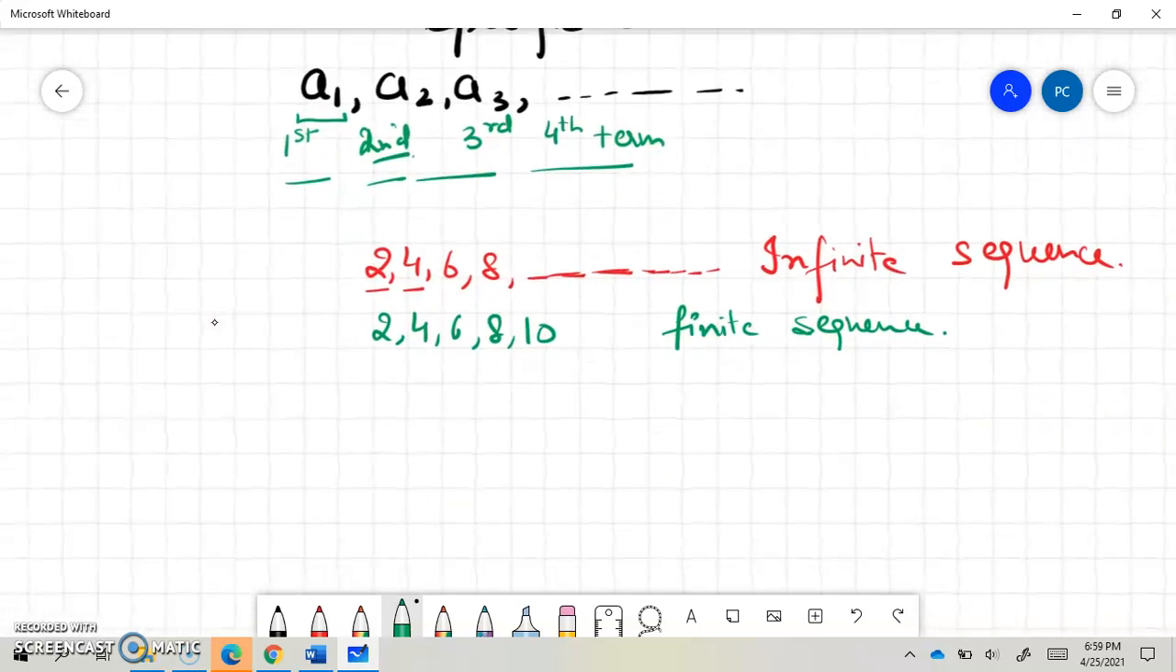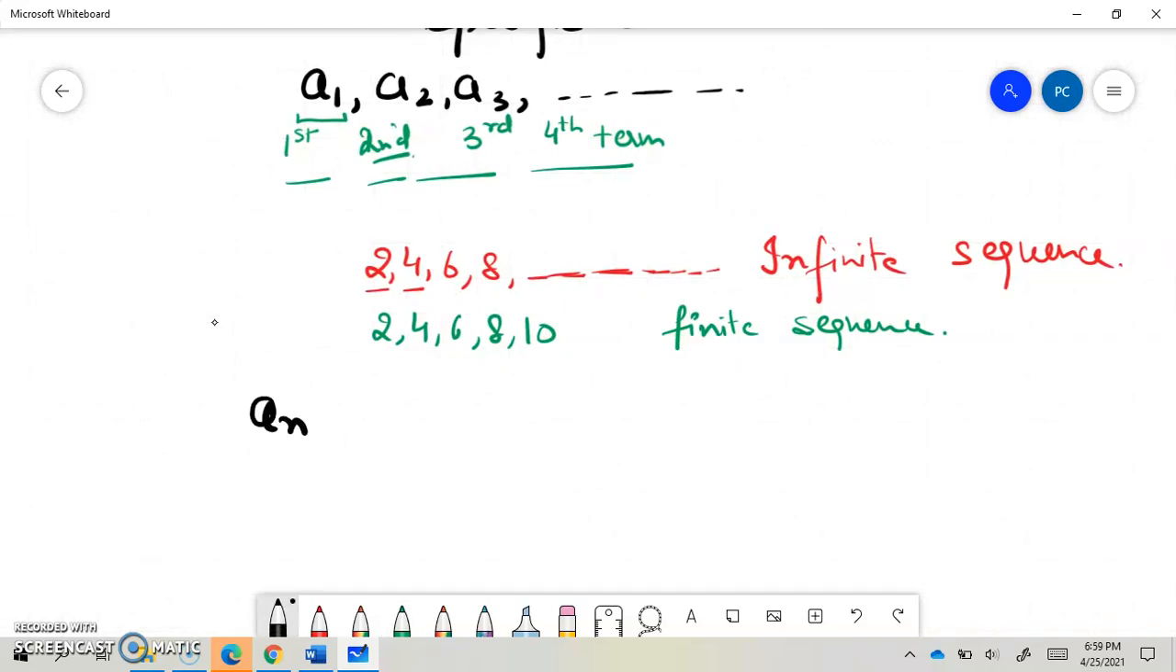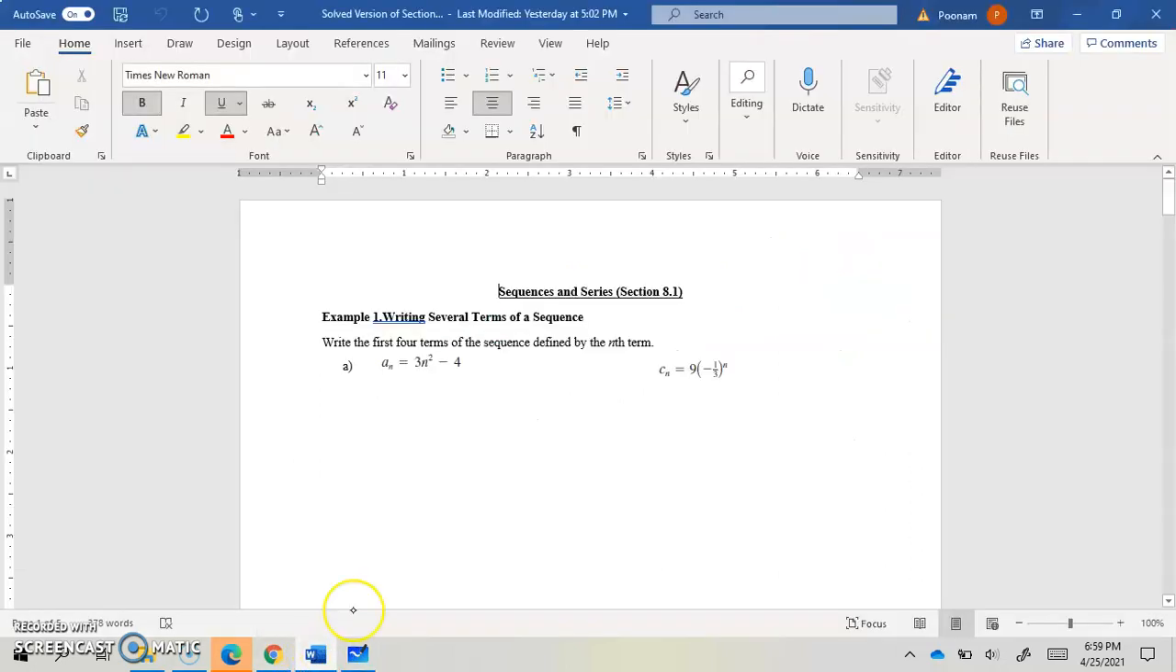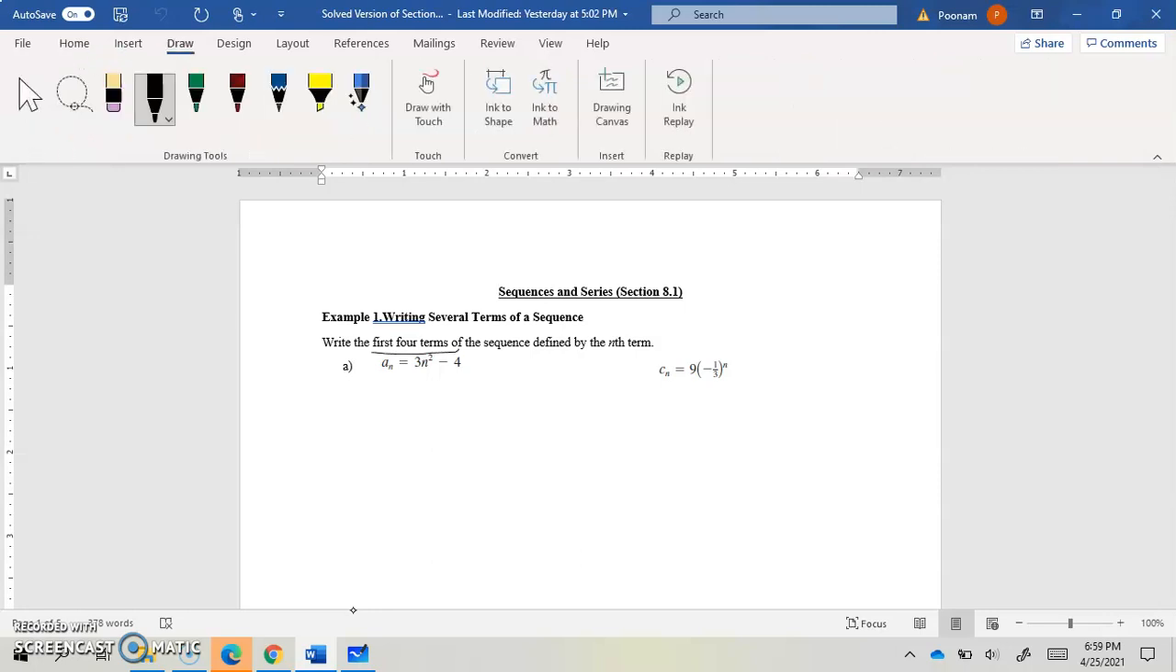Now, a sequence is in general written as an. So an would mean the nth term. N can be any natural number. So we say an is the nth term of the sequence. In general, we write a sequence in curly braces with the general term in the middle of it. So let's look at a few examples. We have an equal to 3n squared minus 4. The question is to write the first 4 terms of the sequence whose nth term is this.